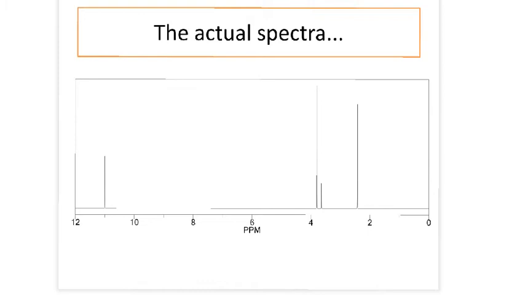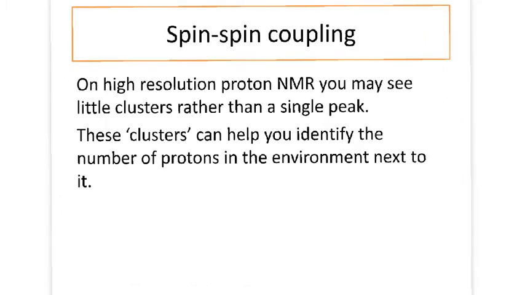hydrogens. So now we come to one of the differences between proton NMR and carbon-13 NMR. Before we talked about integration, which was one of the differences, but the other difference is spin-spin coupling. And you don't see this on carbon NMR, but you do on proton NMRs. So on high resolution proton NMR, rather than seeing a single peak, you see little clusters. And these clusters can help you identify the number of protons in the environment next to it. So they can give you a lot of information about the structure of the molecule.